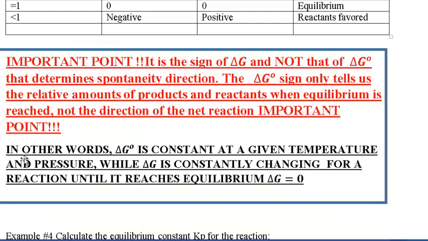Couple of important points here. Delta G, that sign is important. Delta G is fluctuating until it equals 0. That's when we get equilibrium. So as stated before, the reaction will move to the reactant side or to the product side until delta G is equal to 0. That's where delta G is equal to delta G naught.